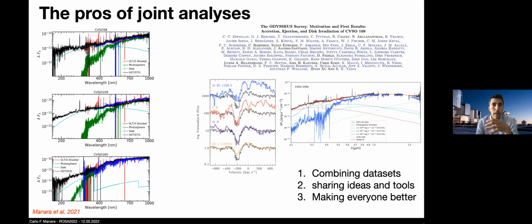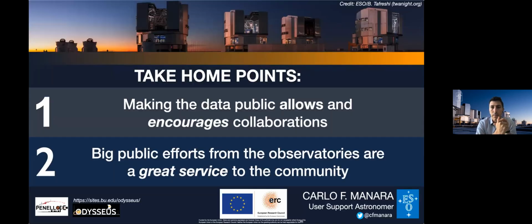And this is something that they can obtain simultaneously only thanks to the simultaneous observations with the Very Large Telescopes. So to conclude, I want to say that, in my opinion, making public surveys, making the data public, is really a key to enlarge and encourage collaborations. And in my opinion, it would be nice if the big observatories really encouraged even more these public efforts as a service for the community.